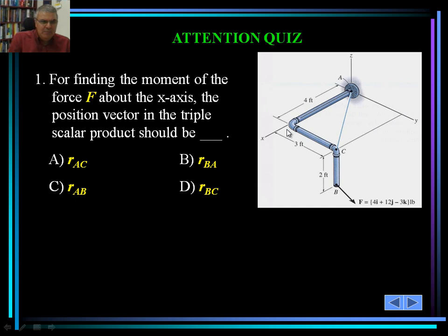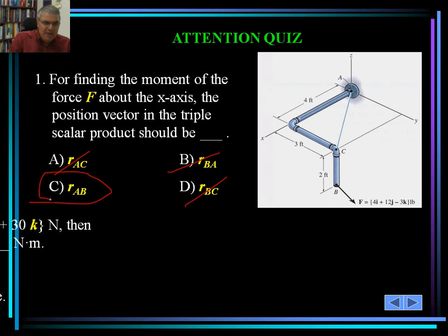Can we have our position vector in the triple scalar product as r sub AC? Can we have it as r sub BA? Can we have it as r sub AB? Or can we have it as r sub BC? In this case, we would like to find that about the x-axis. The origin is point A, so we can only go from what? A to B, B to C. We cannot go from A to C, so this is out. We cannot go from B to A, this is also out. We cannot go from B to C, this is out. So the correct answer is r sub AB.